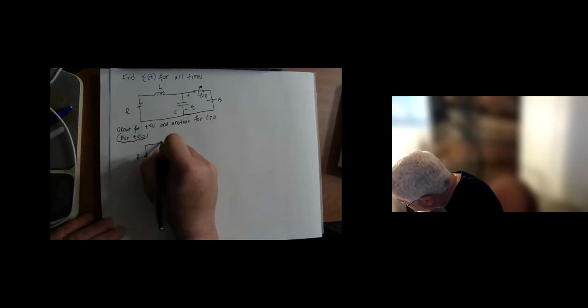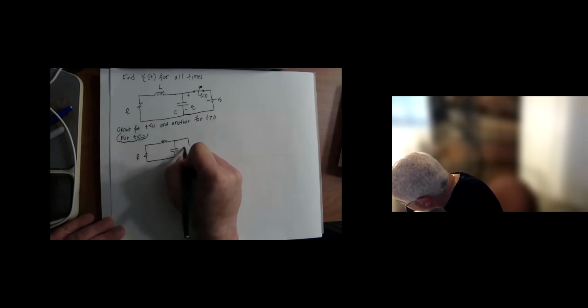And of course, for t less than 0, we have a circuit that has the resistor here, the inductor here, and the capacitor like this, and this is connected to my battery V0.